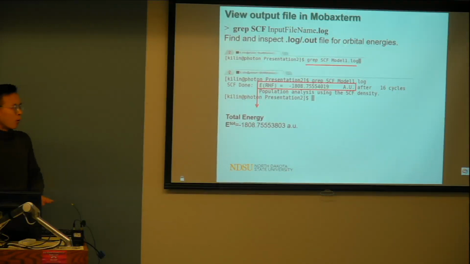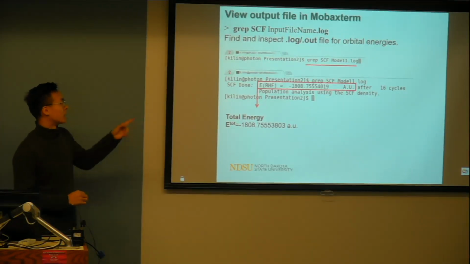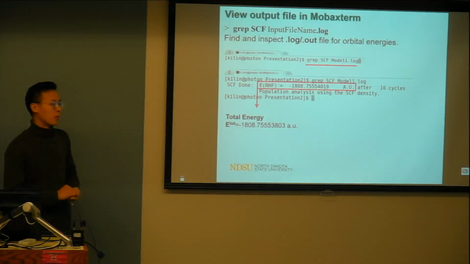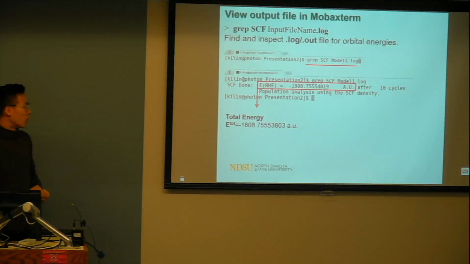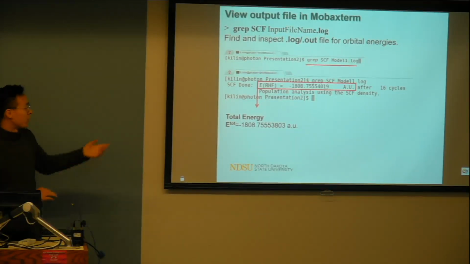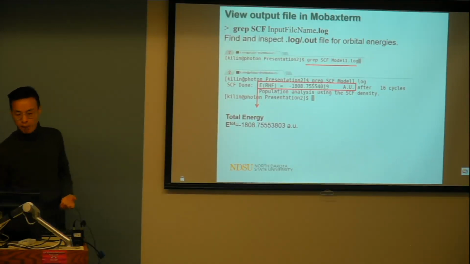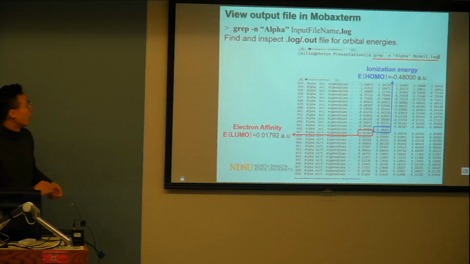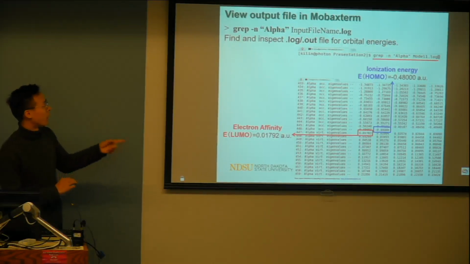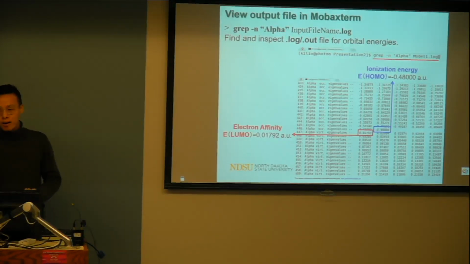We can also use the grep command to find the information we want. For example, we can use grep SCF on the input file .log to find the total energy of this model. Actually, it should be the same. I just put the wrong screenshot in this presentation. It's the same as the previous one. And we can also use grep -n alpha on the input file .log to find the HOMO energy and the LUMO energy for this model.